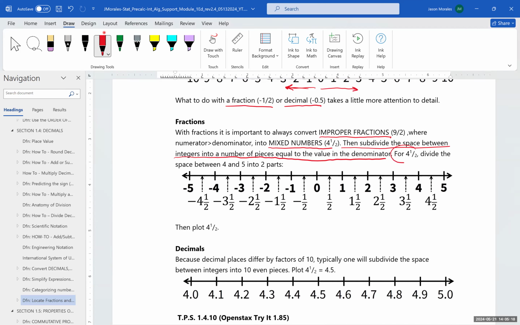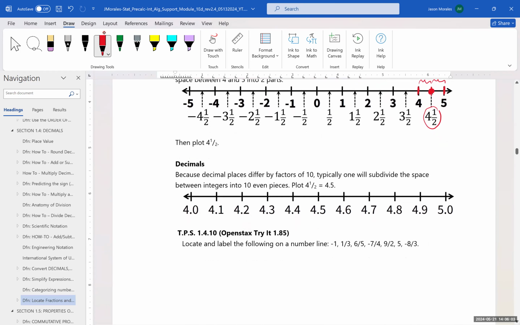For example, if we wanted to plot the point 4.5, we want to divide the space between 4 and 5 into two pieces, the value of the denominator. So when we go over here to look, in order to plot 4.5, we're going to go to 4, we're going to go to 5, and then we're going to put a mark between 4 and 5 that divides the space between 4 and 5 into two equal-sized pieces. And that point will be 4.5. So then we'll plot a point right there.